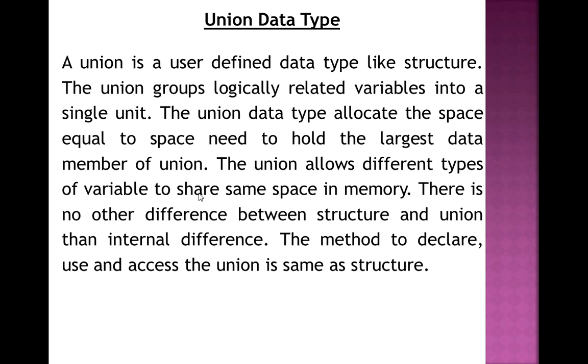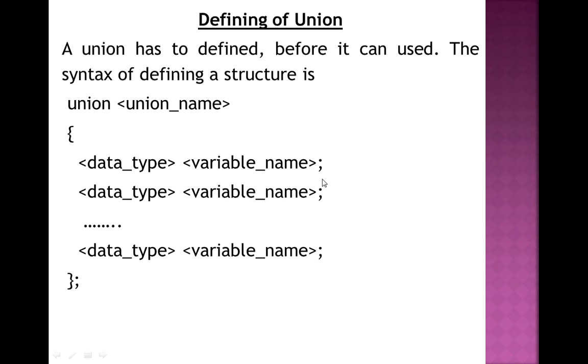Then the next heterogeneous data structure is the union. Union is similar to the structure, but the main difference is that a union allows different types of variables to share the same space in memory. So a union takes the largest data type, for example double, and it shares the same space among the multiple data members of the union. This data type allocates space equal to the space needed to hold the largest data member of the union. This is the same syntax, only the keyword is different, that is union, union name, the same, then close with the curly brace and semicolon.